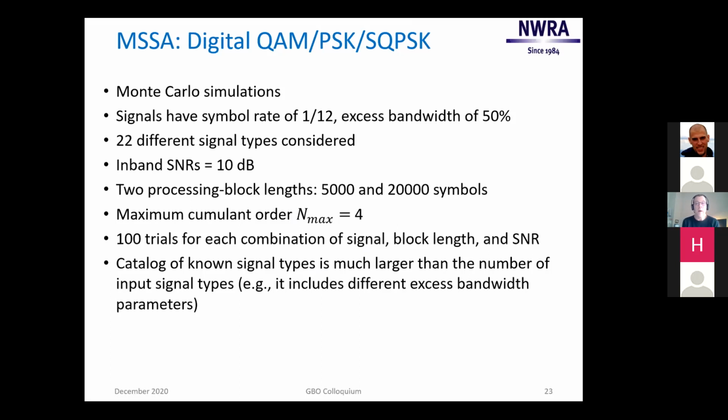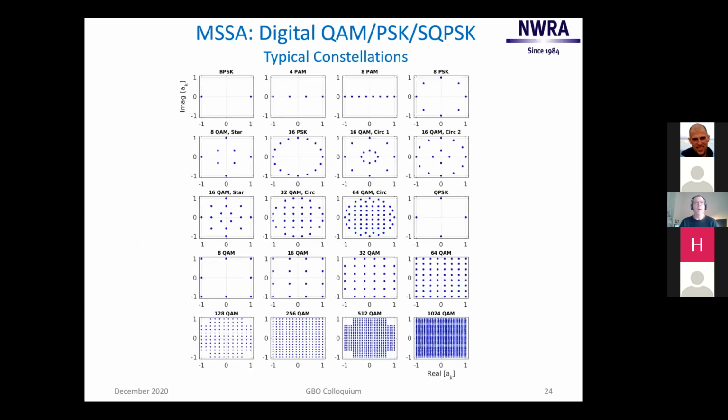And then I'm going to look at a couple different block lengths measured in symbols. So 5,000 symbols versus 20,000 symbols. I'm going to use second and fourth order cumulants in my cumulant matching. And then there's a certain number of trials. Now the catalog is much larger than this number of input signals, because there's just a restriction here on the total number of signals, which is already big, almost too big to show you the result. So we'll see that in a second.